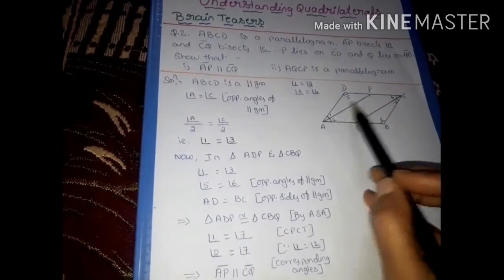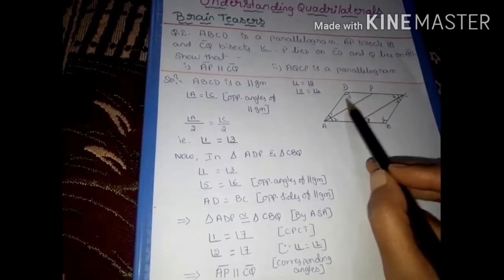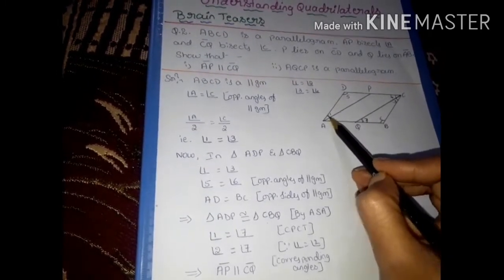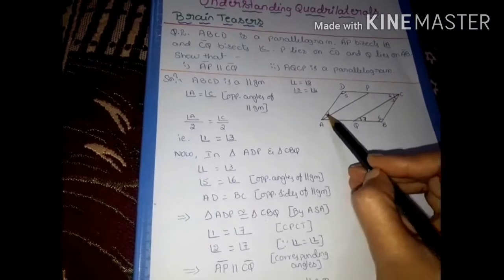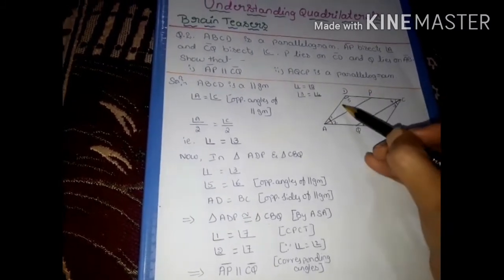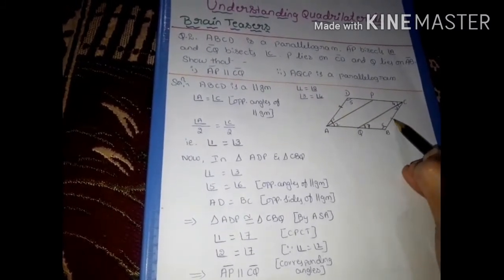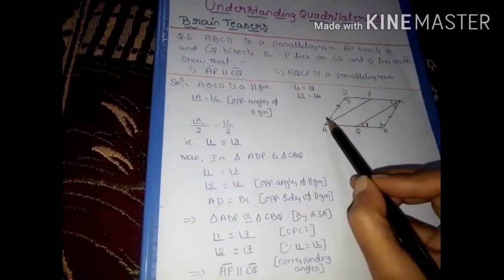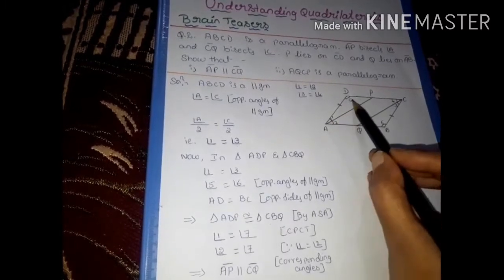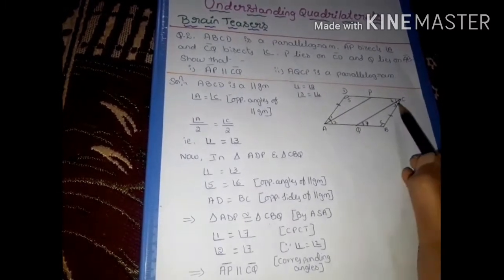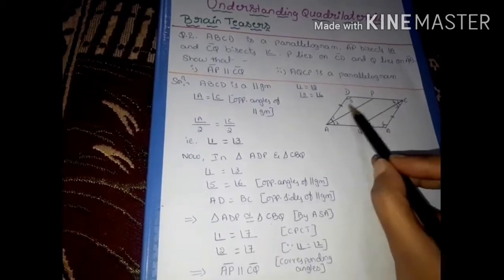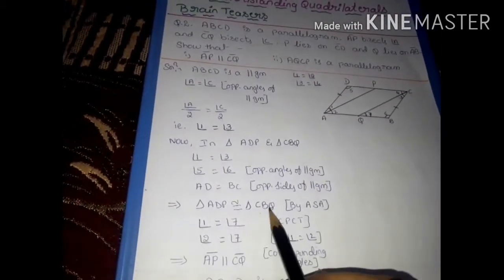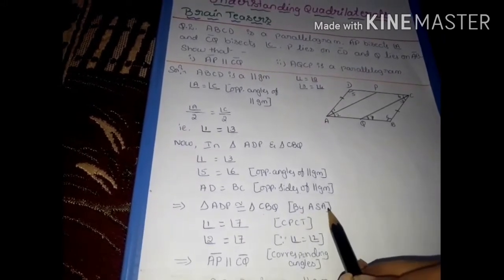Now, you can show these two triangles are congruent by angle side angle. Which angle? Angle 1 equal to angle 3. Side AD equal to side BC, and angle 5 equal to angle 6, by ASA, angle side angle. These two triangles are congruent. So triangle ADP is congruent to triangle CBQ by the ASA rule.